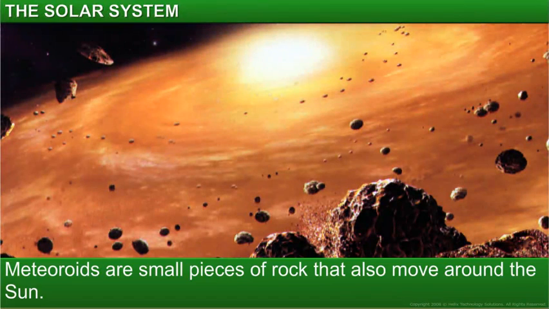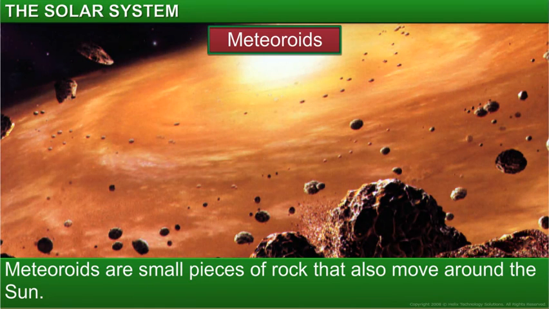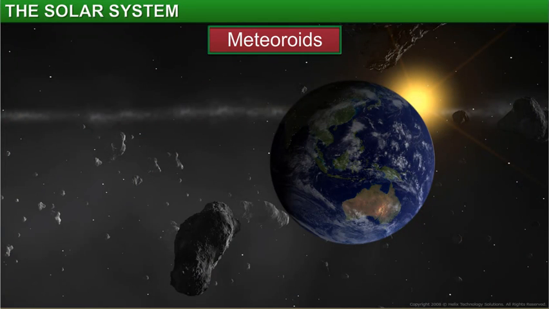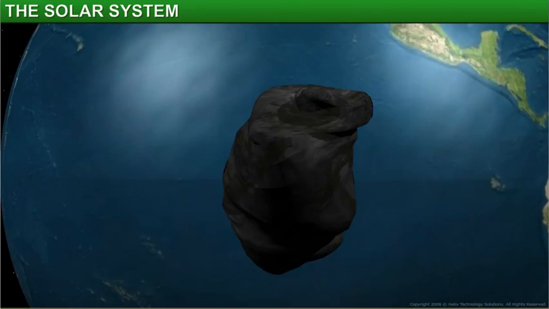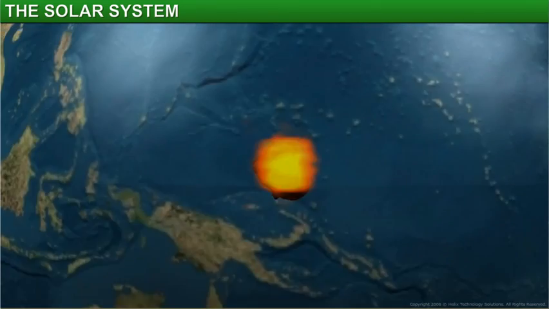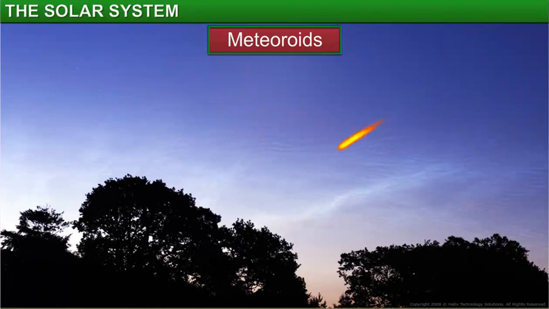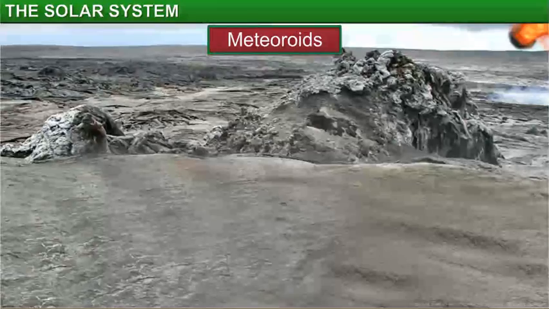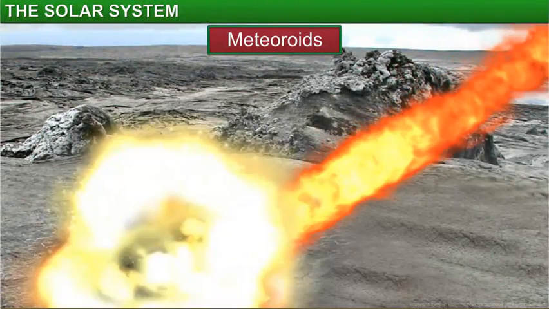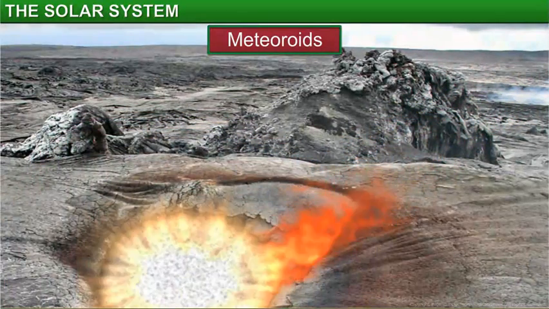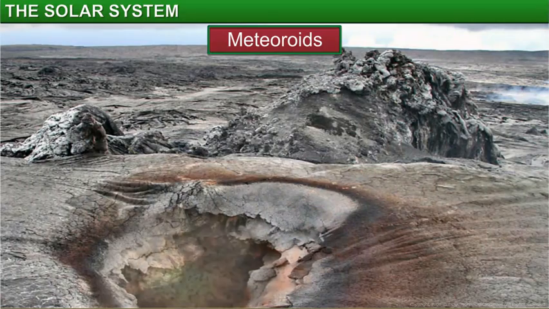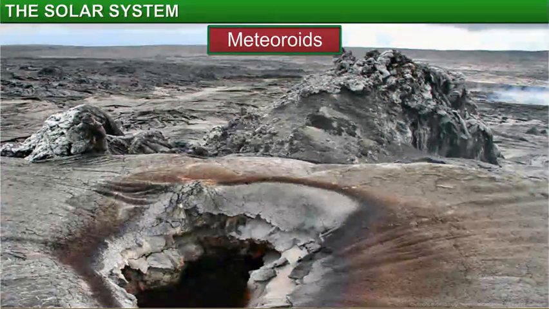Small pieces of rocks called meteoroids also move around the Sun. These meteoroids sometimes come near the Earth and fall on it. They travel at high speed and cause friction with the air. Due to this, they get heated up and burn, and sometimes cause a flash of light. Sometimes, a meteor does not completely burn but falls to the Earth and creates a hollow.